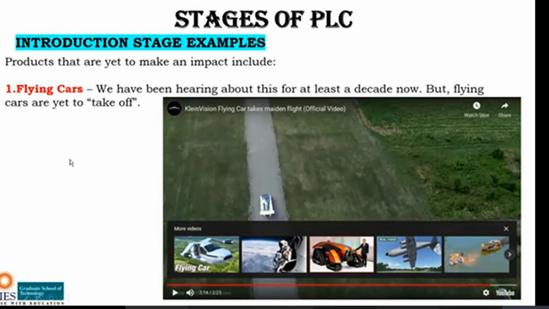So this is the flying car. This is the first product that is in the introduction stage. Okay, it has cleared the idea stage and the development stage. Idea means it is in the mind. Then development, it has been developed on paper, then on computer, and all those things. And now it is about to be introduced in the market. Okay, so it is in the introduction stage.